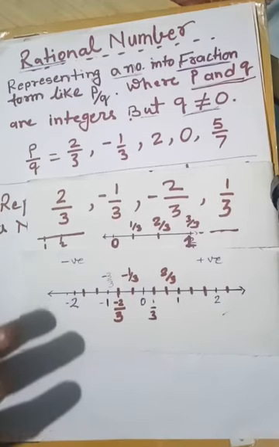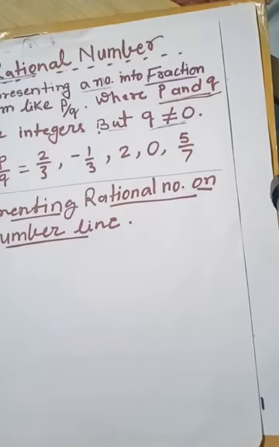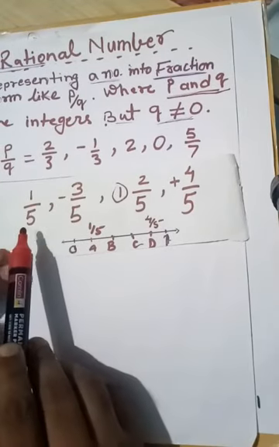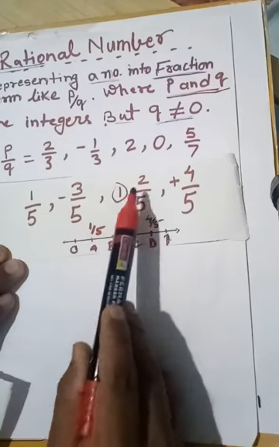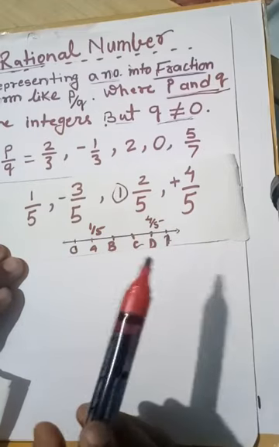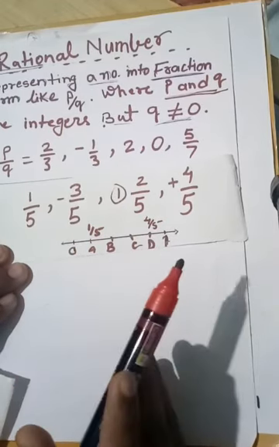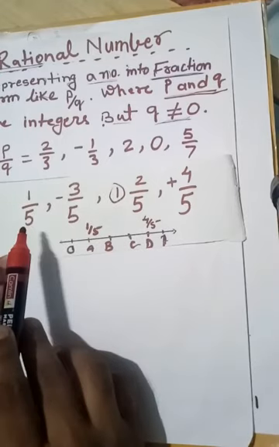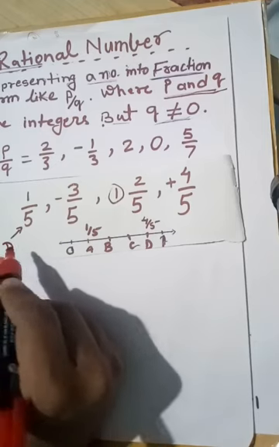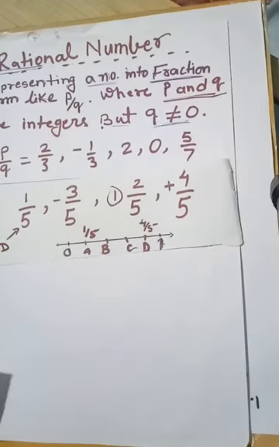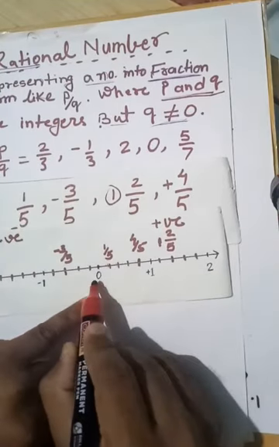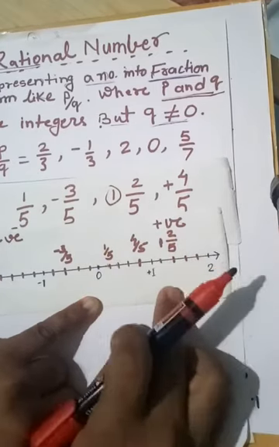So let's take an example with this one, and you will understand better this time. You have 1 upon 5, minus 3 upon 5, 2 upon 5, and 4 upon 5. As you can see, the denominators are 5, 5, 5, 5. So any guesses, your 0 to 1 will be divided into how many parts? Yes, 5 parts. As we know, the denominator shows the total parts. So I have drawn a number line, and I have divided our 0 to 1 into fifths.